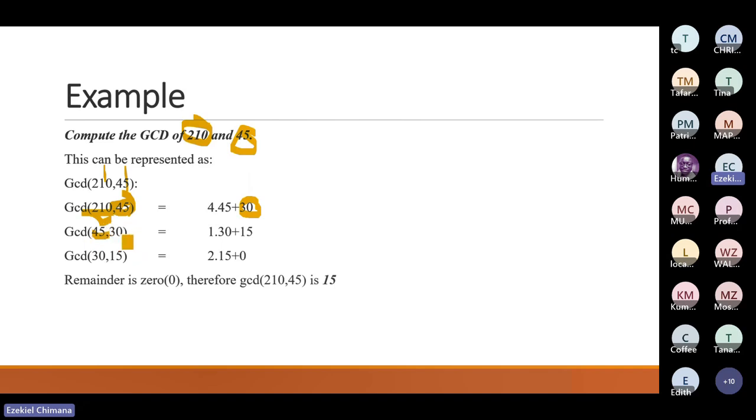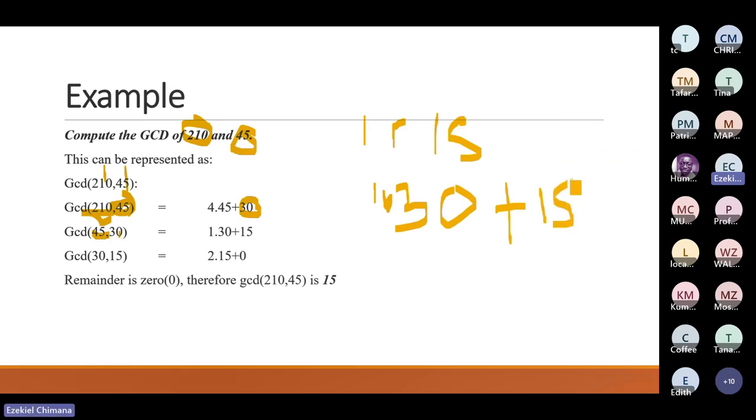Then you say 30 into 45. It's 1, remainder 15. So for you to get 45, it's 1 multiplied by 30 plus remainder 15. That's what we have here.